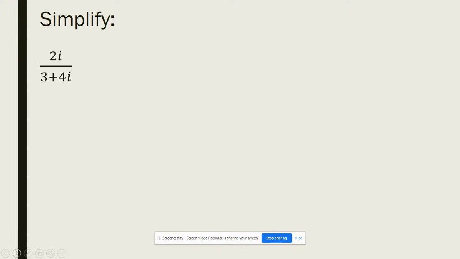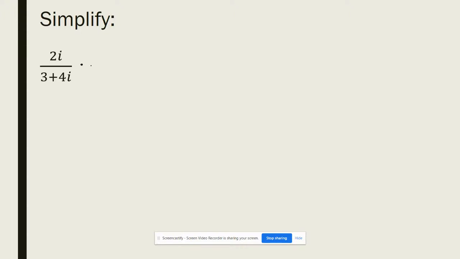Simplifying, in this case, we are going to be multiplying by the conjugate. Now remember, we talked about this concept of a conjugate last semester. I never want to deal with having an imaginary number in my denominator. And so in order to get rid of that imaginary number, I'm going to multiply by the conjugate.